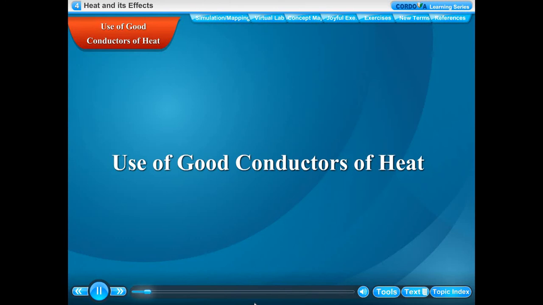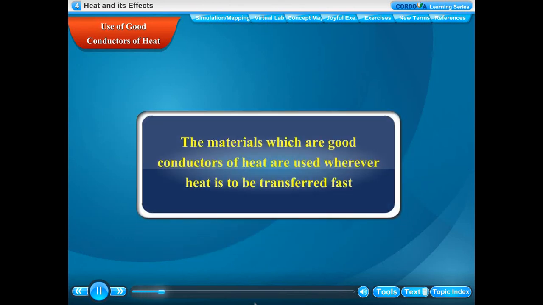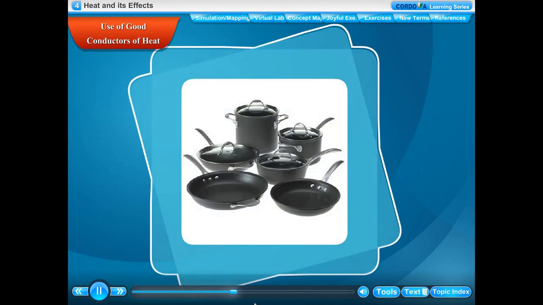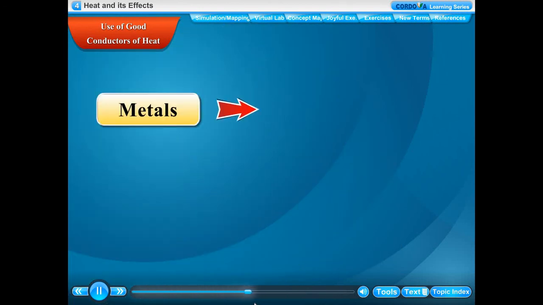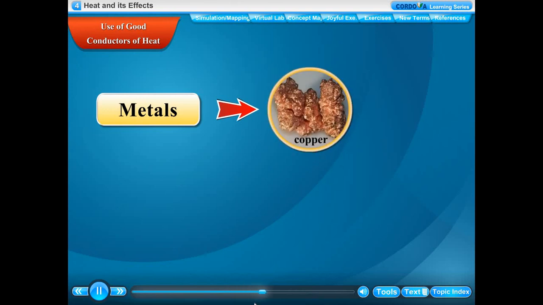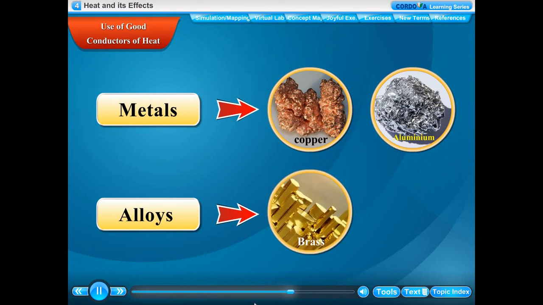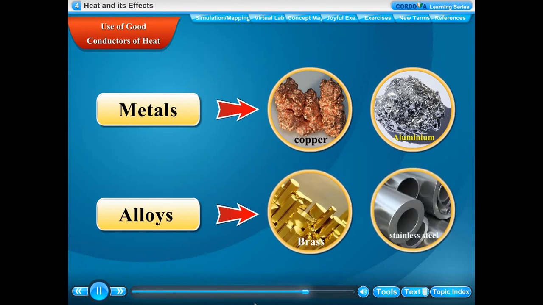Use of good conductors of heat. The materials which are good conductors of heat are used wherever heat is to be transferred fast. For example, cooking utensils are usually made of metals like copper and aluminium, and alloys like brass and stainless steel because they are good conductors of heat.